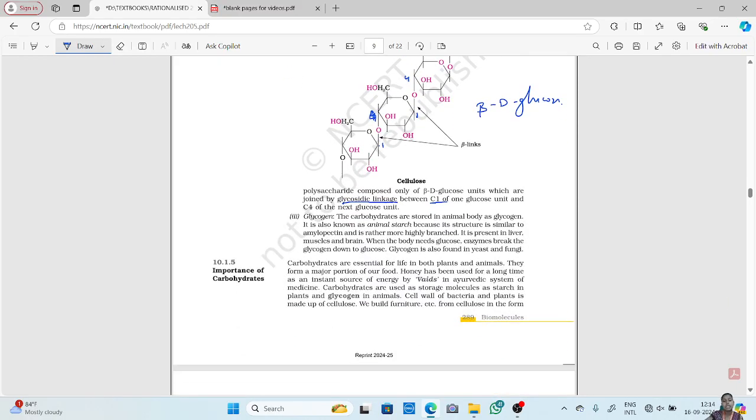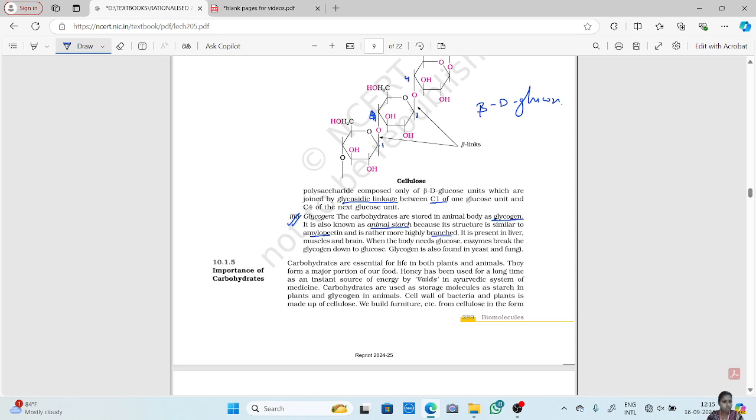Now next, the third one is glycogen. Carbohydrates are stored in the animal body as glycogen. Glycogen is the storage form of carbohydrates in the animal body. It is also known as animal starch, because its structure is similar to amylopectin and is rather more highly branched.